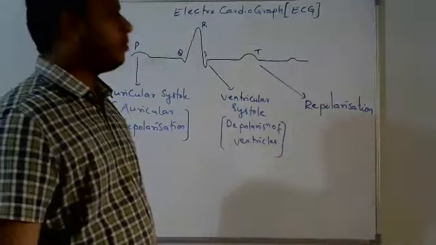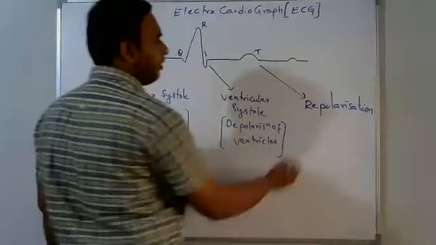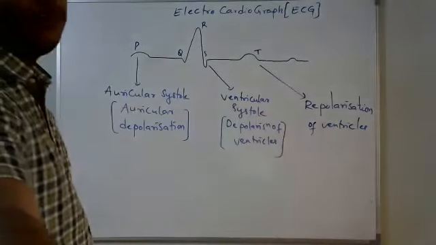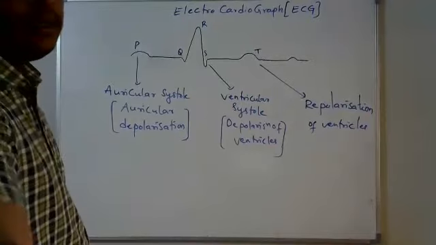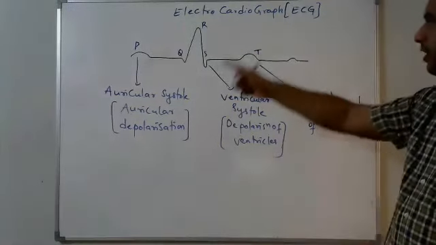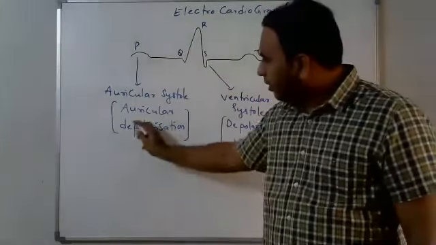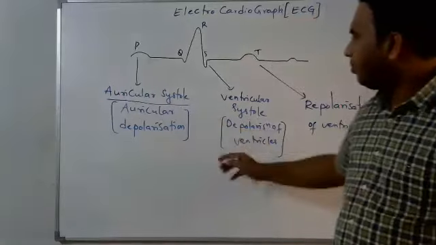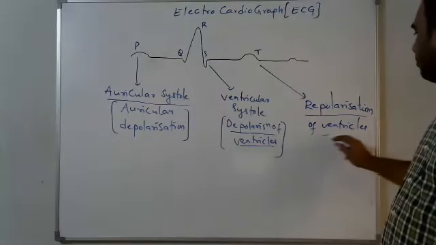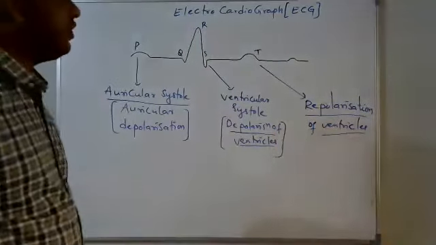Repolarization of the ventricles. So this is the proper representation of the electrocardiogram. P wave, QRS wave, T wave. P wave is nothing but auricular depolarization, that means auricular systole. QRS wave means ventricular systole, depolarization of ventricles. And repolarization of ventricles, followed by auricles, also going to happen. So this is nothing but a normal ECG representation.